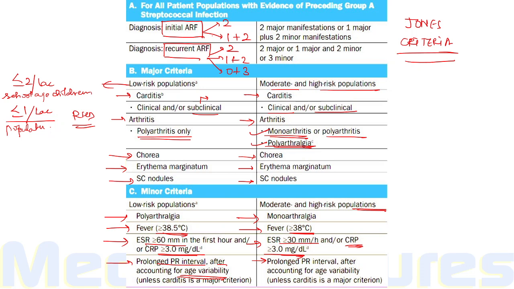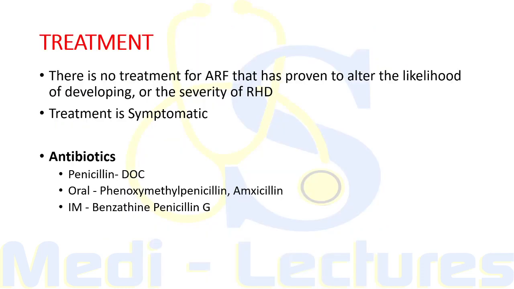So this is the Jones criteria. If any two of the major or one major plus two minor are fulfilled, we can make the diagnosis of initial episodes, and along with this, if three minor manifestations are fulfilled, we can also make the diagnosis of recurrent acute rheumatic fever. Now coming on to the treatment part, the patients with possible ARF should be followed closely to ensure that the diagnosis is confirmed. Echocardiography should be performed on all cases to aid in making the diagnosis.